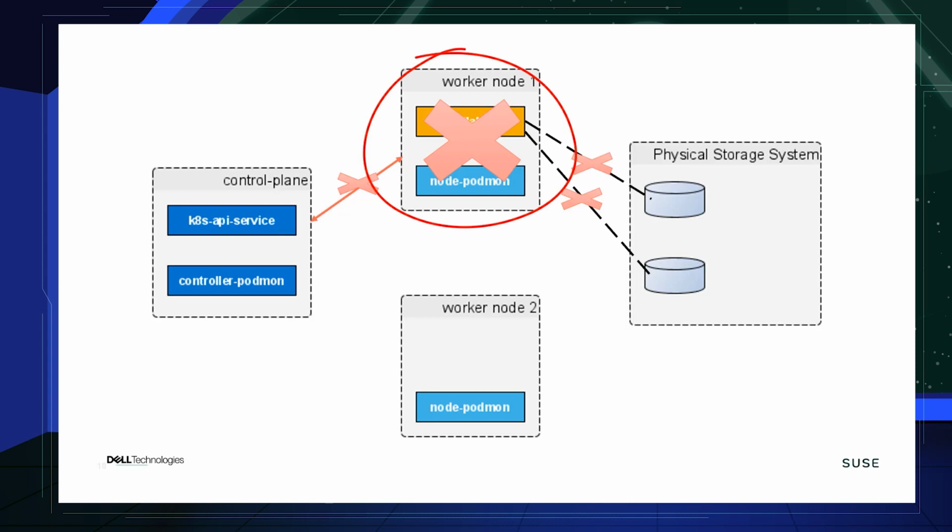The first one is node failure. Node failure is designed to be similar to a power failure to the node, which causes it to cease operation.